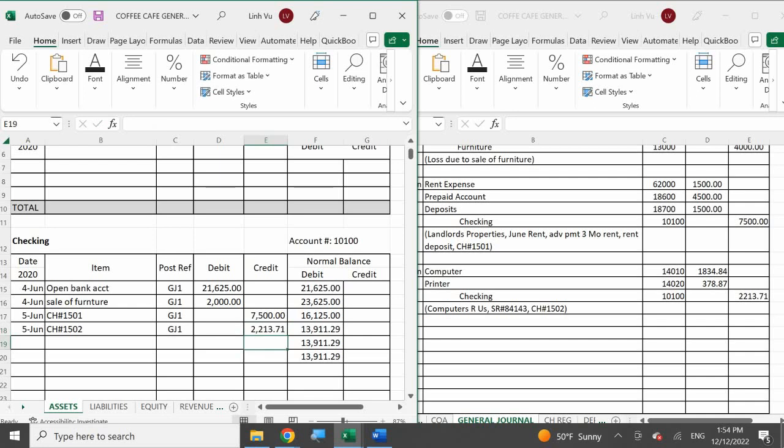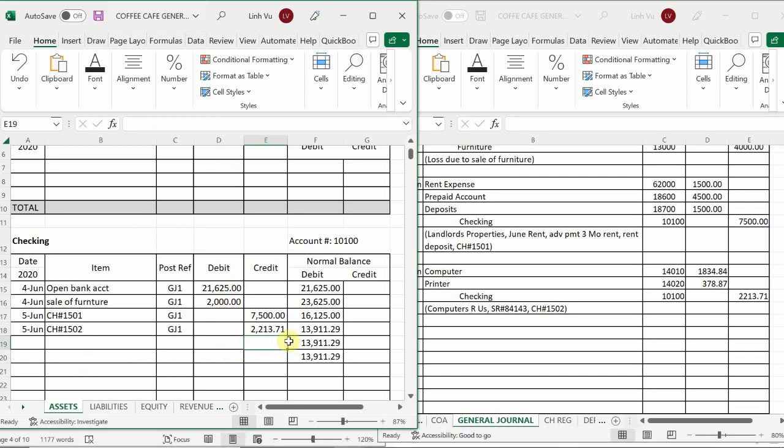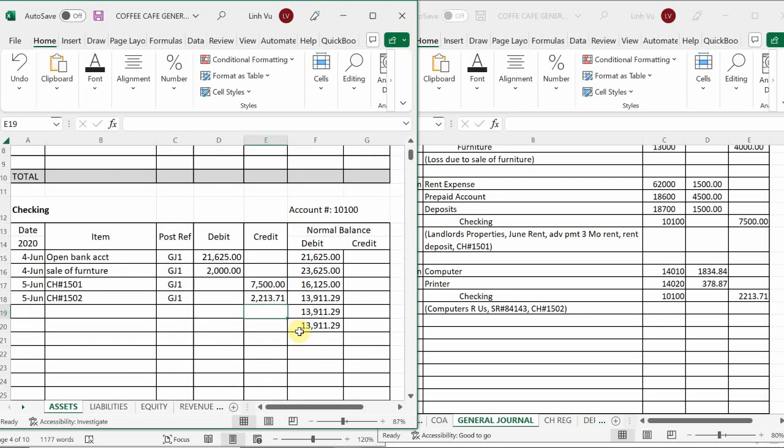So, because I already put the formula in there, right? It now has updated my account balance to $13,911.29. Okay? All right. So that's how much I have after writing a check for $2,213.71. Okay? So, now that I finished posting from my journal to my ledger, who else or what else do I also need to update?